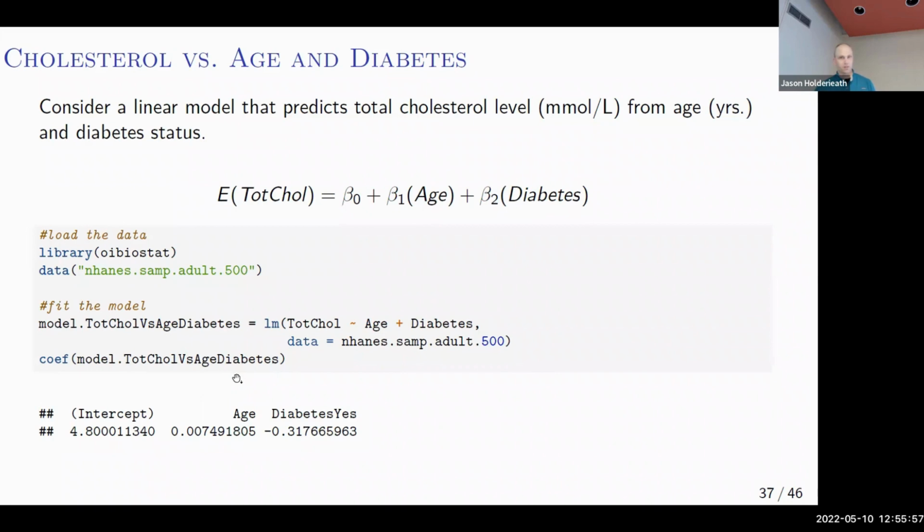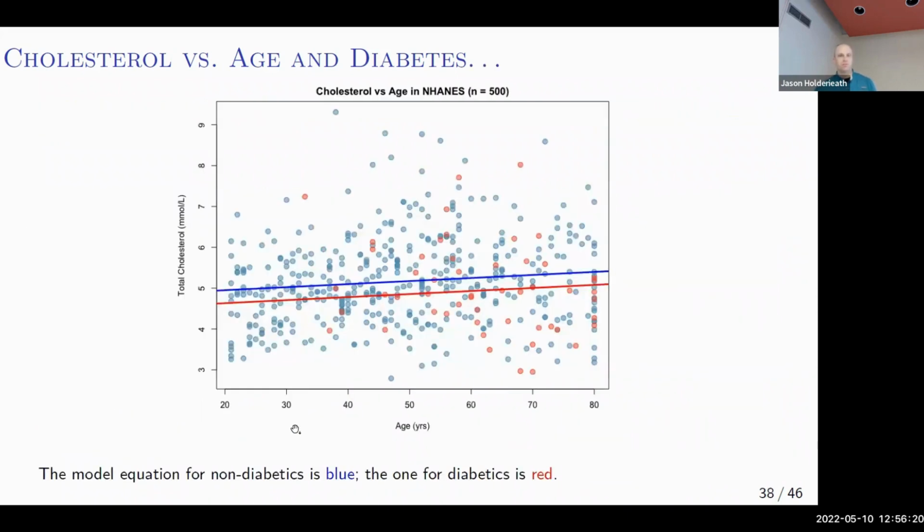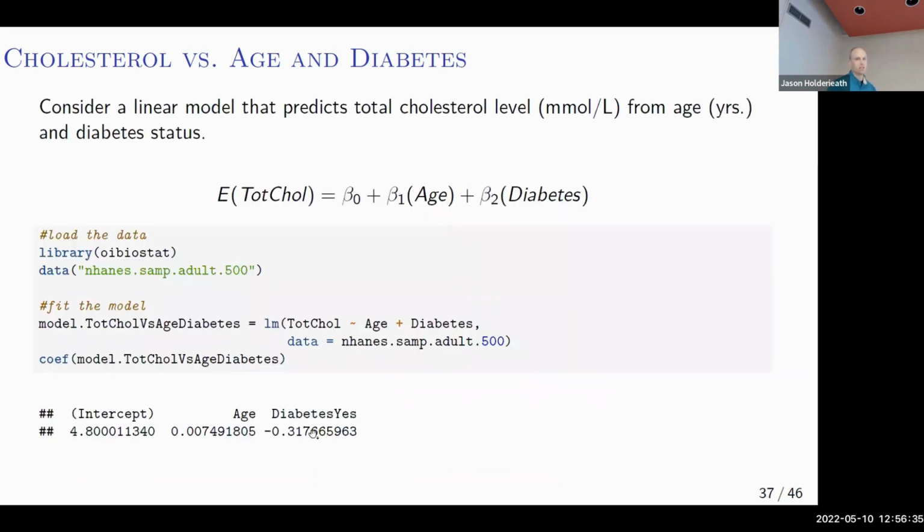Total cholesterol versus age and diabetes. But it could be that diabetes and age are related in some way. So maybe diabetes hits people that are older harder as far as the cholesterol goes. So then we would need an interaction variable. So in this case, we have this, the model for diabetics is red and the one that's for non-diabetics is blue. Our slopes are the same, as you see, because we only have a change in intercept with this variable here.